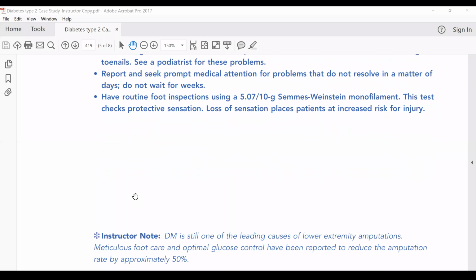People do have toes amputated. When you start seeing 30 and 40-year-olds getting part of their foot chopped off because of diabetes, that's ridiculous. So meticulous foot care helps to reduce the amputation rate by 50%. That's significant. I think that's the end of that.